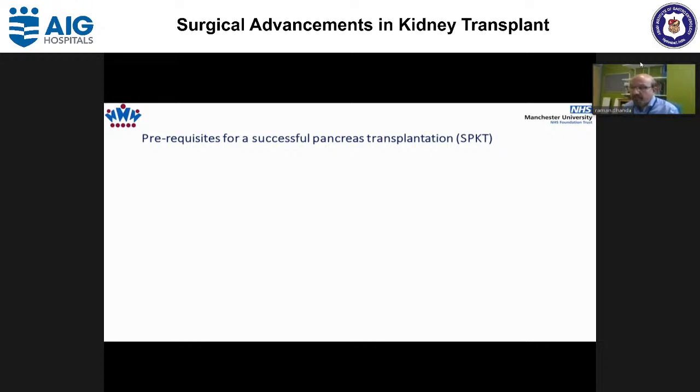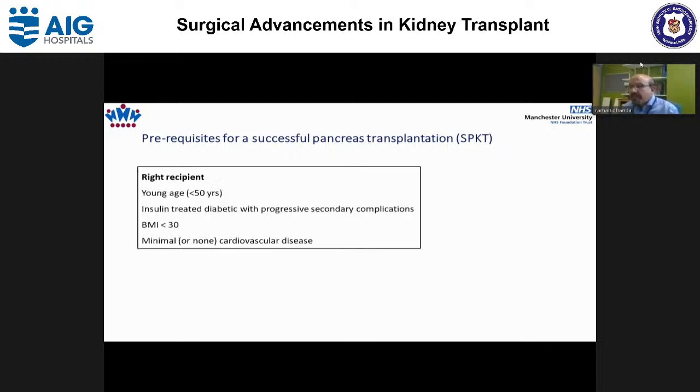Now, there are certain prerequisites for successful pancreas transplantation. So you need to have the right recipient. I had spoken to Jamal earlier also about these things. When you are starting early in pancreas transplantation, you need to have young recipients, ideally less than 50 years of age, who are insulin-treated diabetics with progressive secondary complications. Their BMI should ideally be, in the Indian scenario, less than 25, 26, but we do accept patients around BMI of 30 and below, and they should have minimal or no cardiovascular disease.